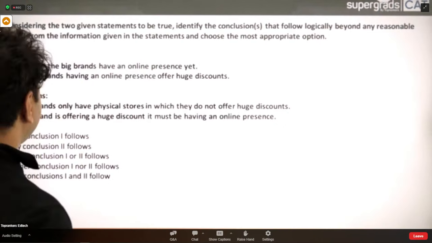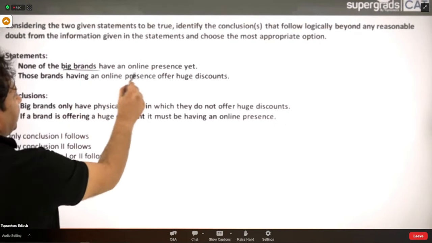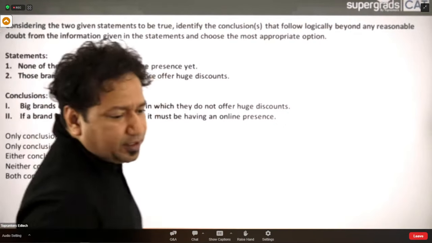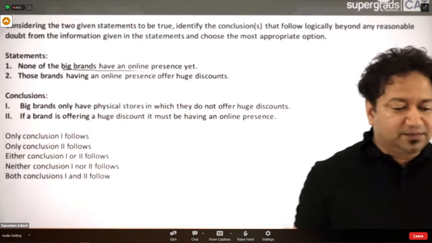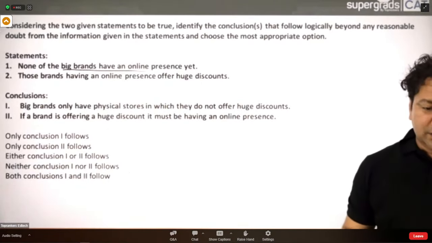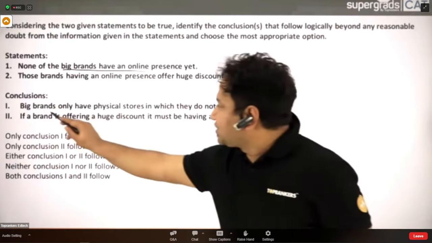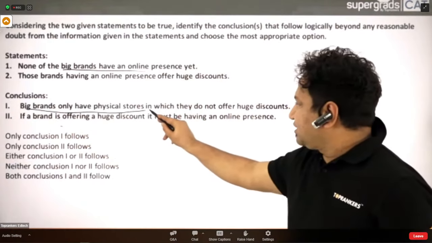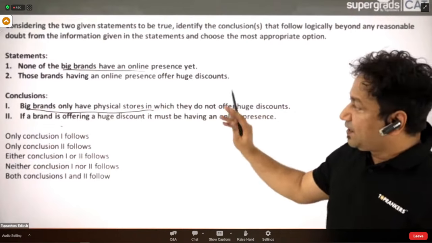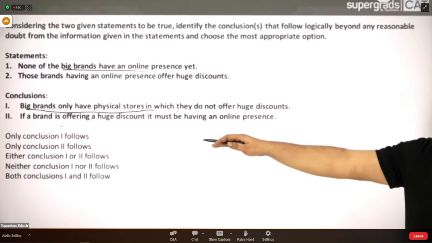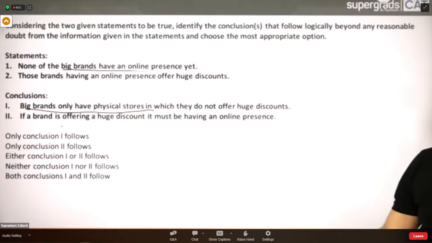So the first statement is big brands do not have online presence. So we can assure that big brands have an offline presence. That is what we understand. They have physical stores. This is completely true. So this part of the second question is true. Next part, we have two parts, right? One is having a physical store, other is offering huge discounts.